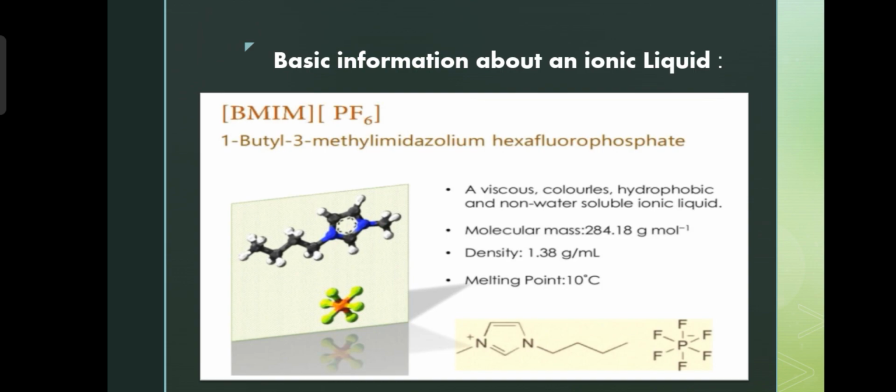And here is the basic information about ionic liquids, and you can see its naming is also easy: 1-butyl 3-methyl imidazolium, that is from butyl B, from methyl M, and from imidazolium IM, and the hexafluorophosphate, that is PF6. So it's quite easy to make names of ionic liquids.